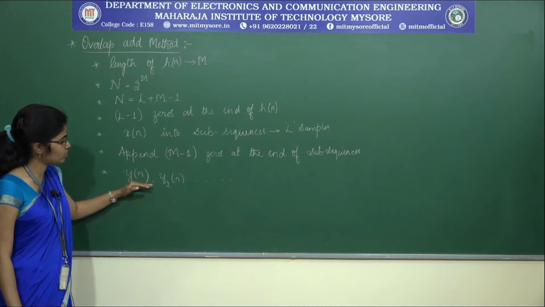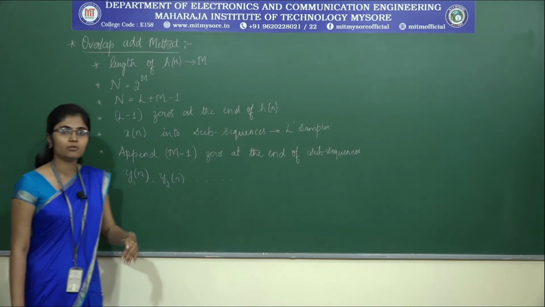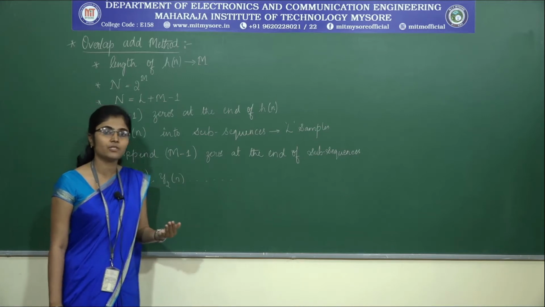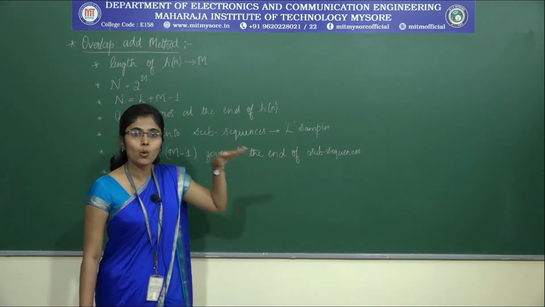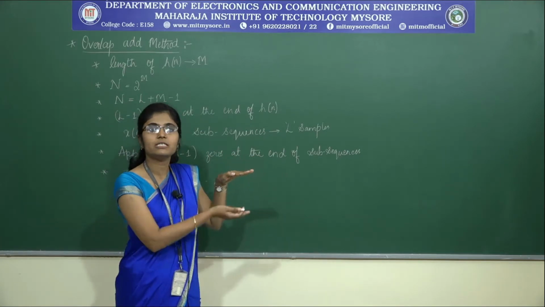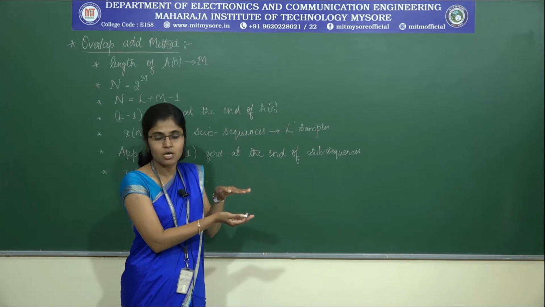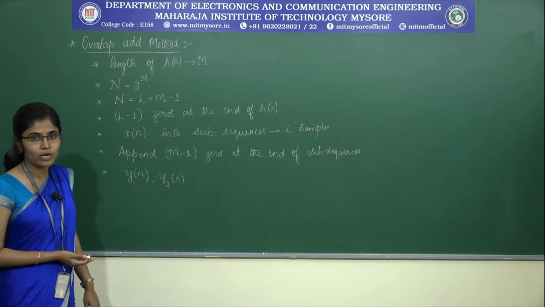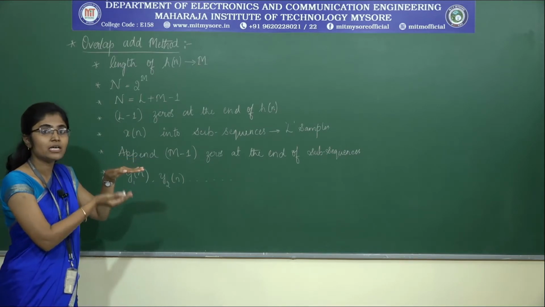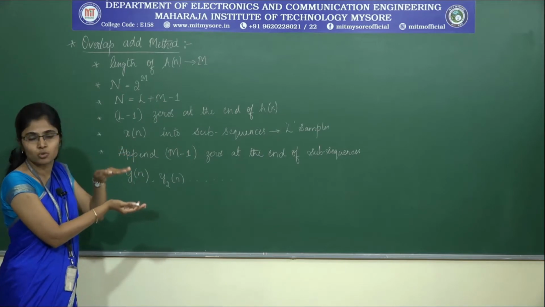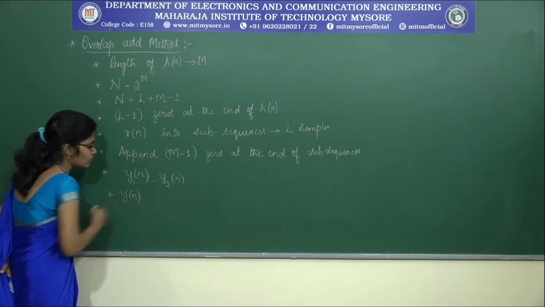Once we find y1 of n, y2 of n and so on for all the subsequences, we need to find the overall output sequence. Since we are appending M minus 1 zeros at the end of all the subsequences of the input, we overlap the last M minus 1 samples of a block with the first M minus 1 samples of the succeeding block and we add those samples. So the name is overlap add method. We overlap the last M minus 1 samples of the first block with the first M minus 1 samples of the succeeding block and add those two overlapping samples. At last we find y of n.